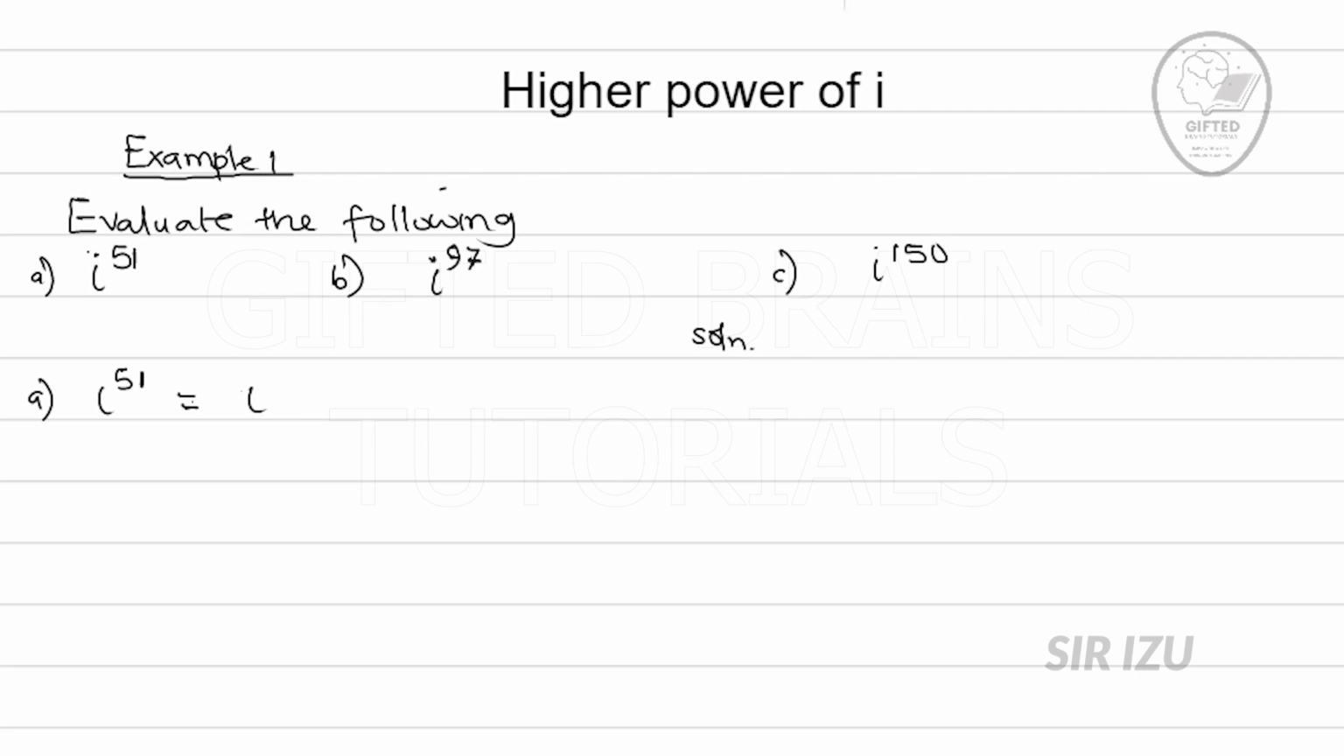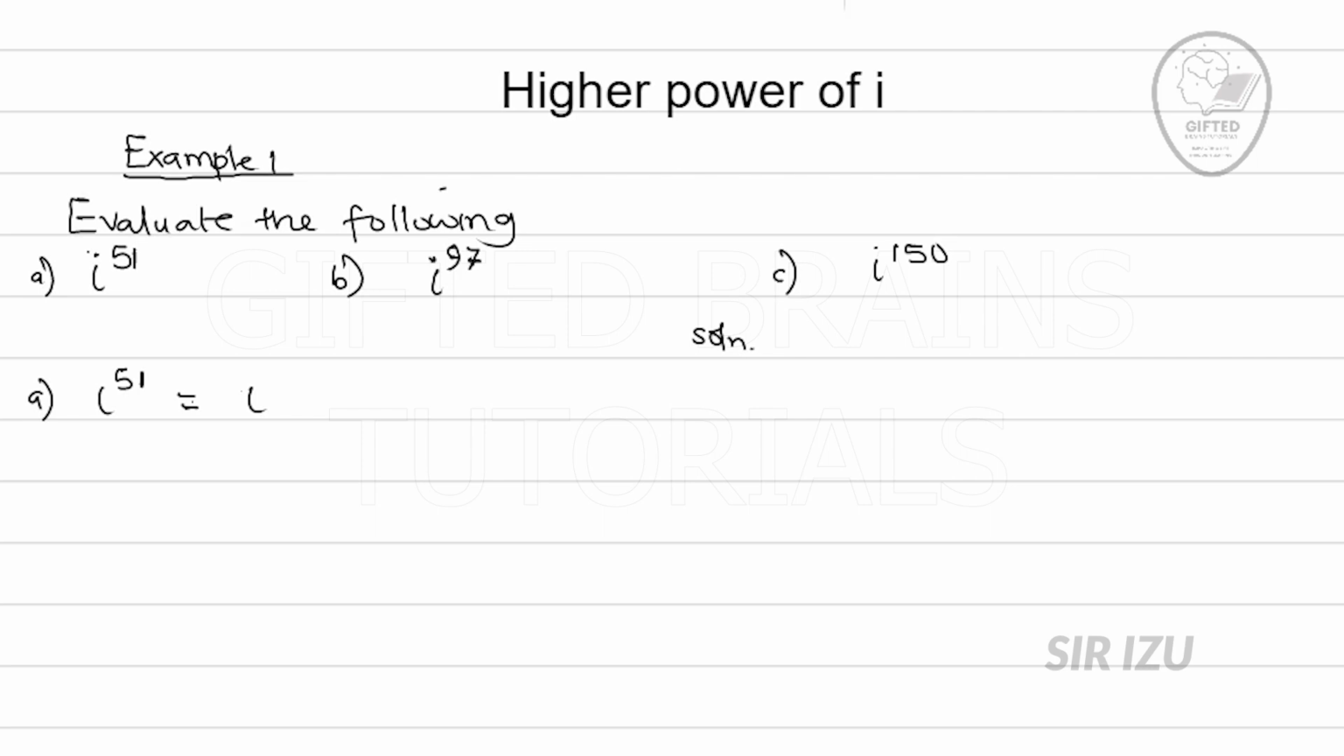Now look at this question. Evaluate the following: i raised to power 51, i raised to power 97, and i raised to power 150. The basic idea here is to know that after the first 4 values, i to the power 1, 2, 3 and 4, the next values of i will repeat themselves again. It just repeats after every 4 powers. So that is the concept here.